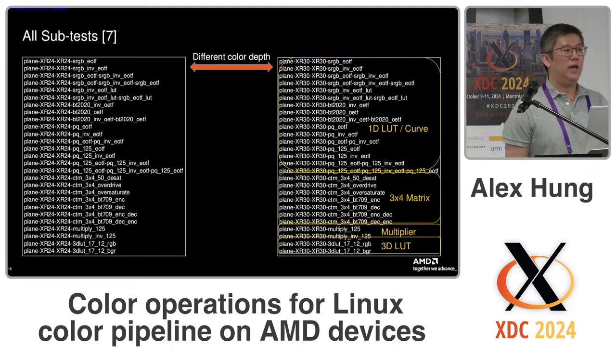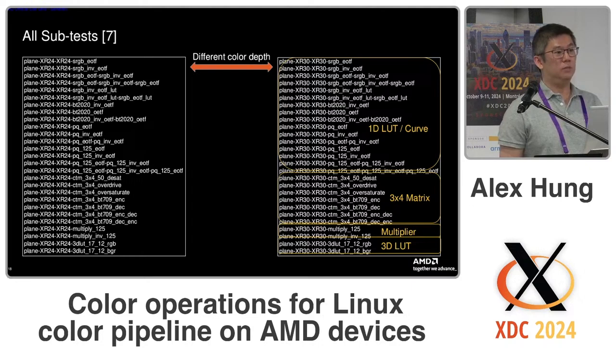And for now, we have all of the colorops tested in IGT. So you basically can have 8 bits on the left and 10 bits on the right. They include the 1D curve and the 1D LUT, 3x4 matrix, multiplier, and the 3D LUT as well.